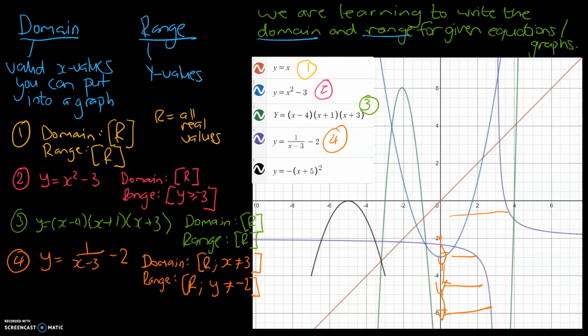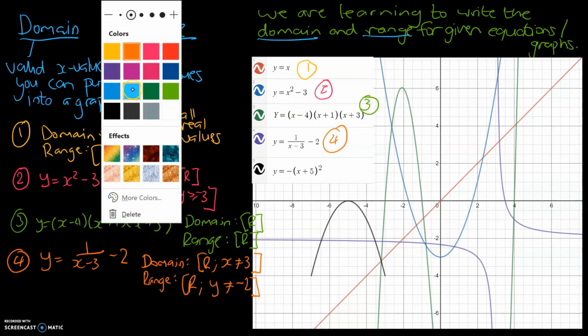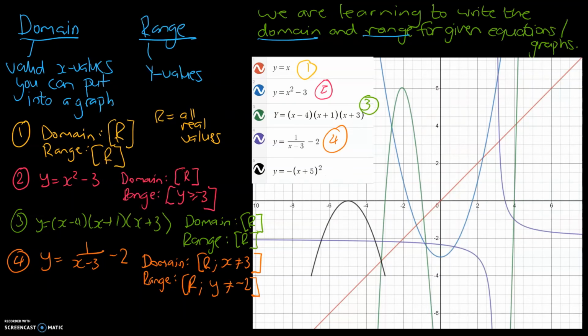And our last graph's a bit weird. We've got that black graph. It appears to have an x-intercept at -5. And we can confirm that by looking at the equation where we've got a +5 there. Our first step, let's write down our equation: y is equal to the square root of negative x plus 5.